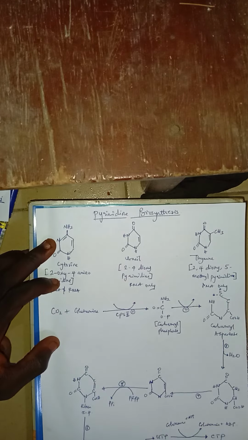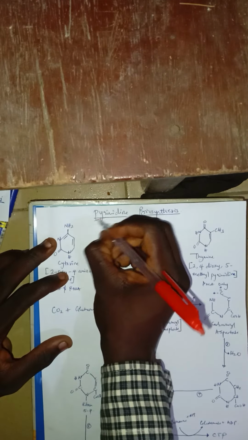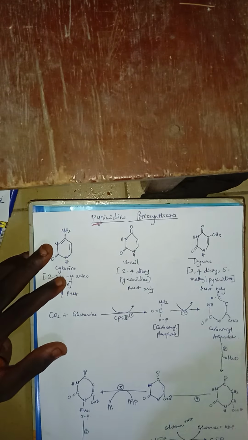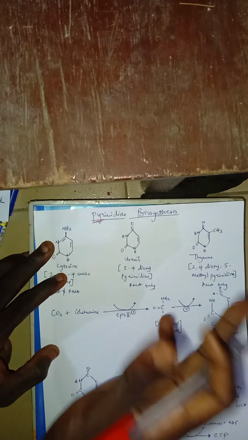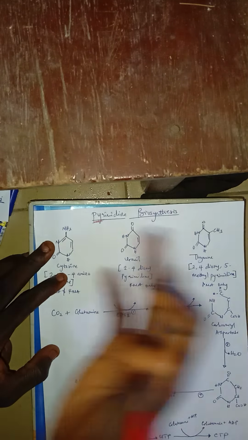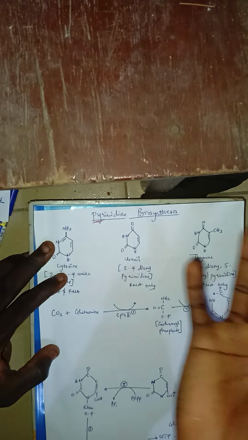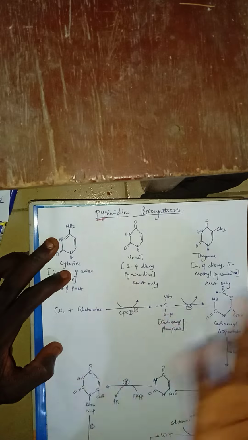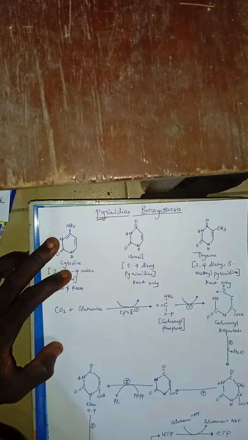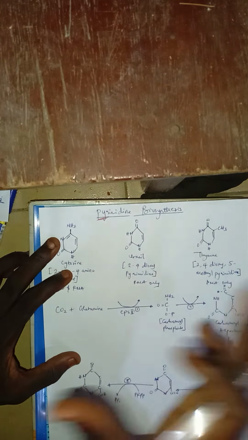Alright, so in this video, we're going to talk about pyrimidine biosynthesis. Pyrimidine. All the ones we've been doing so far are purine. Gout, Lesch-Nyhan syndrome, severe combined immunodeficiency, all those diseases, regulation of purine, all those are basically coming from purines, okay?